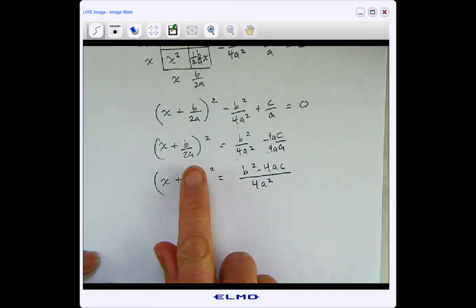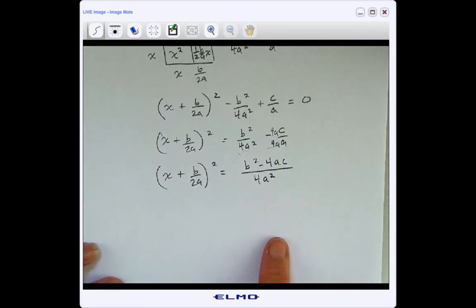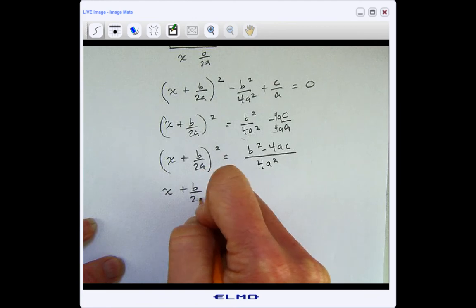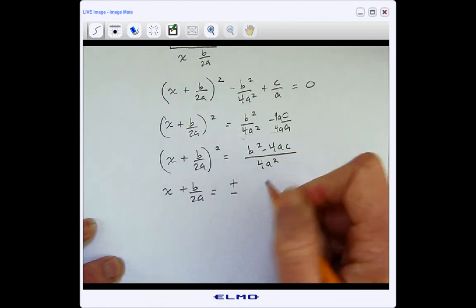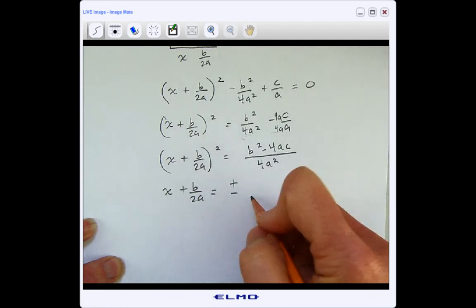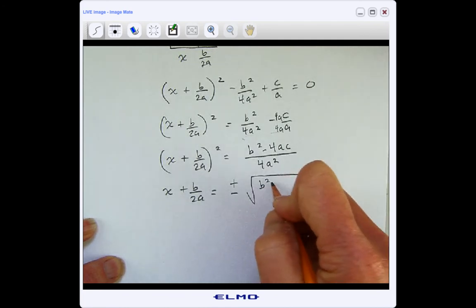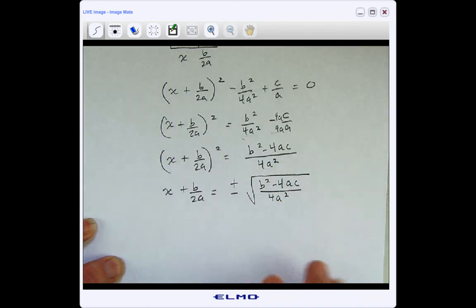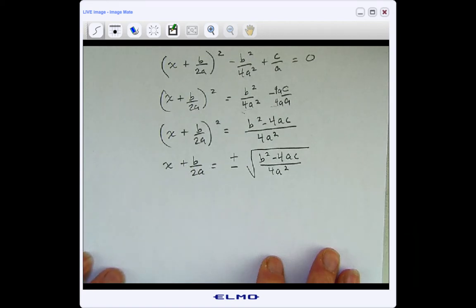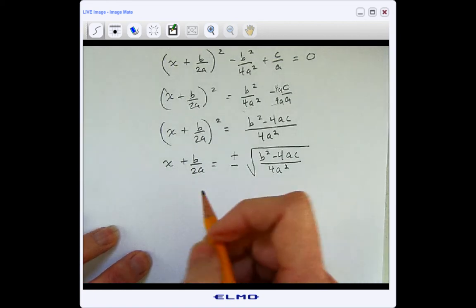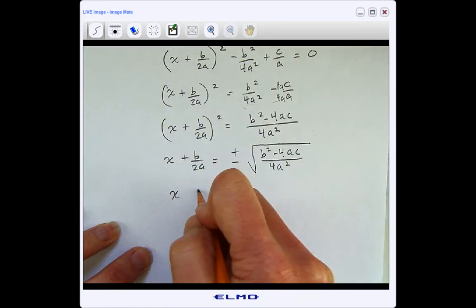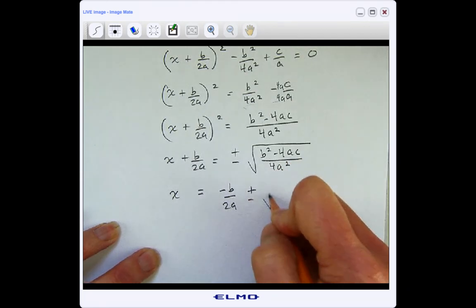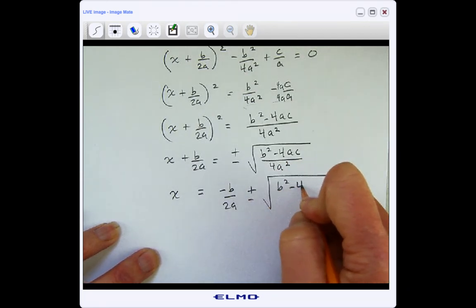All right, so then what squared is equal to this? So I'm going to go ahead and take the square root of this. So I get x plus b over 2a is equal to plus or minus, because it could be positive or negative, the square root of b squared minus 4ac over 4a squared. Again, I'm trying to solve for x, so I'm going to go ahead and subtract this. So I've got x equals minus b over 2a plus or minus the square root of b squared minus 4ac over 4a squared.